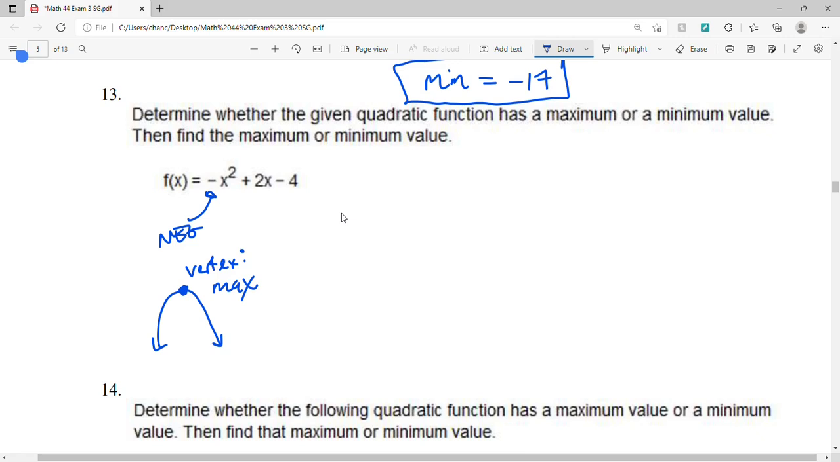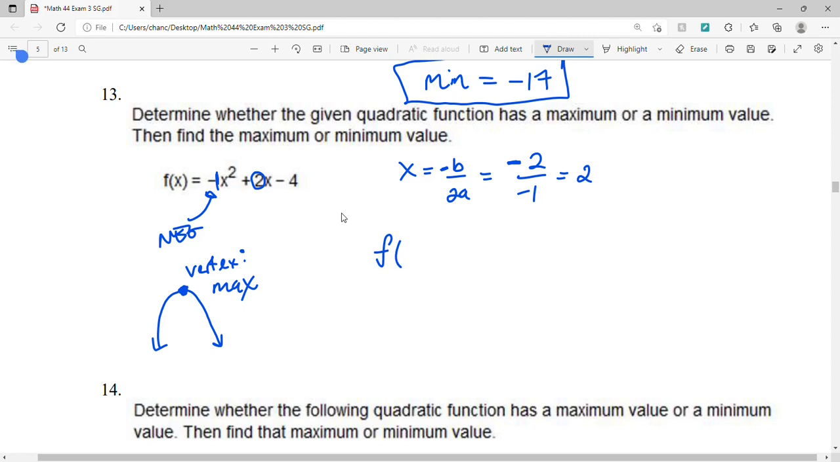How do we find the location of the vertex? We'll use that formula again. X equals negative b divided by 2a. And for our problem, it's a negative for the negative sign up here. The b is a positive 2. And our a is a negative 1. This gives us an x of positive 2.